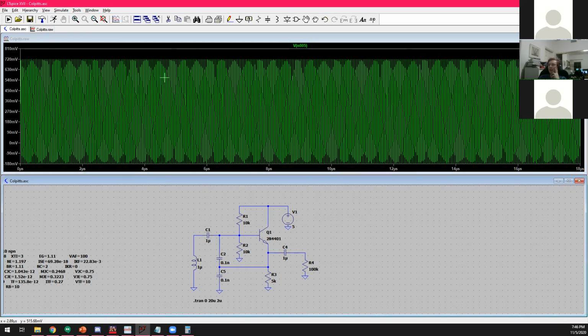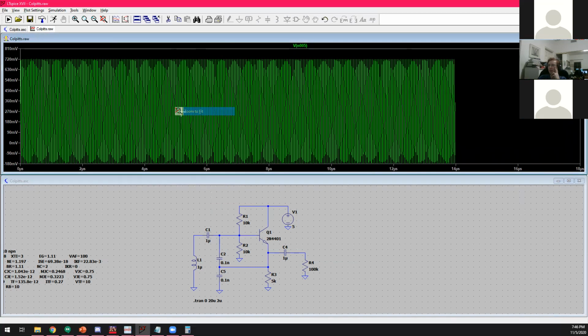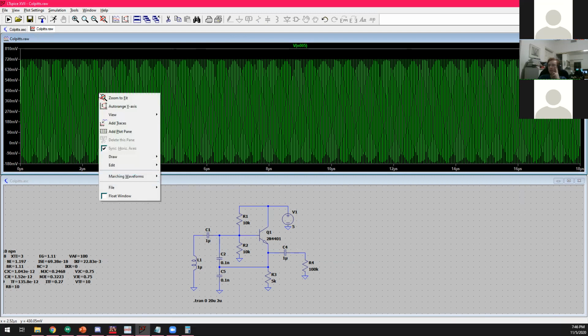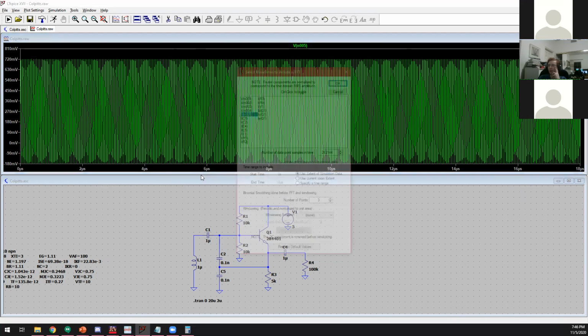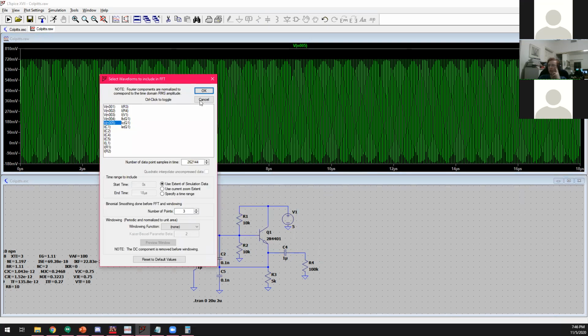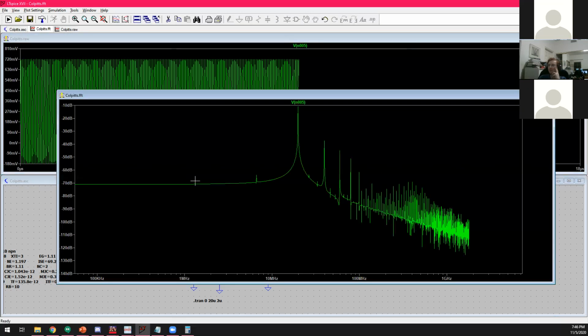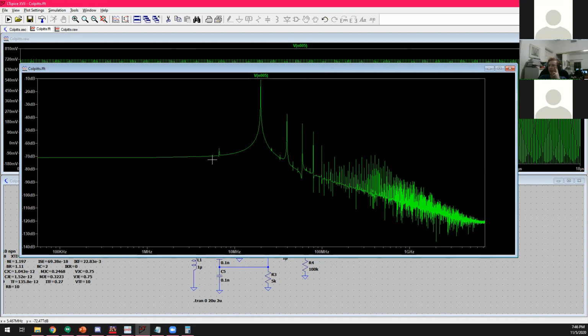So I'll run that again, and we still have our stable oscillation. If I zoom in, I get the same thing. But now I'll right-click the waveform. I'll press View. I'll press FFT for Fast Fourier Transform. And it brings up this window with a bunch of stuff. All you need to do is press OK. And it'll bring up the Fourier transform of that signal.